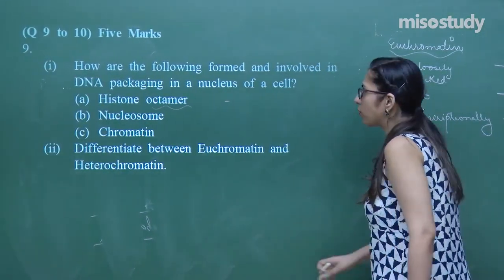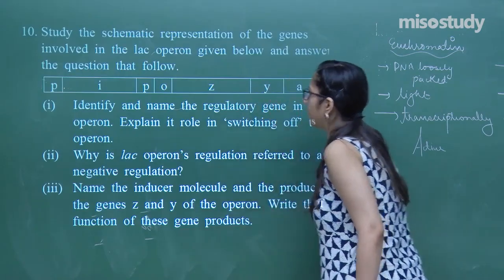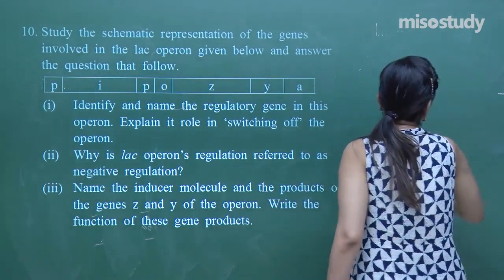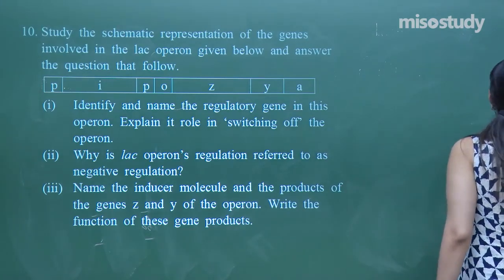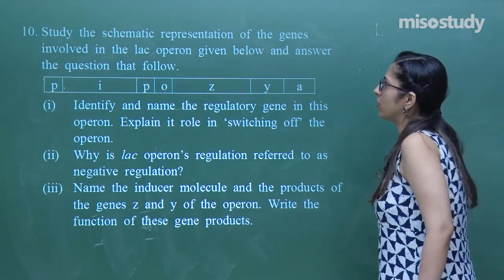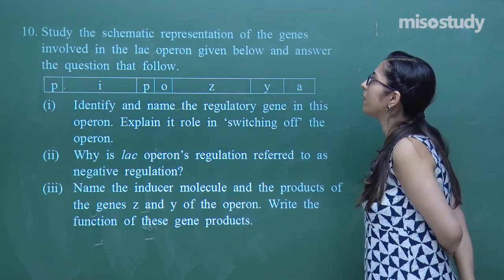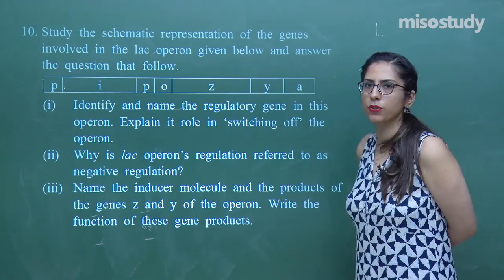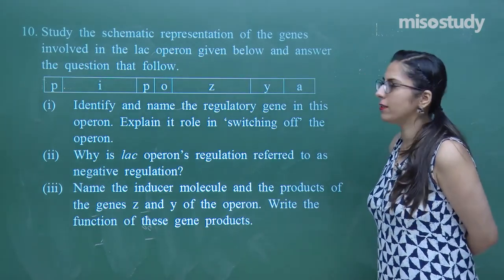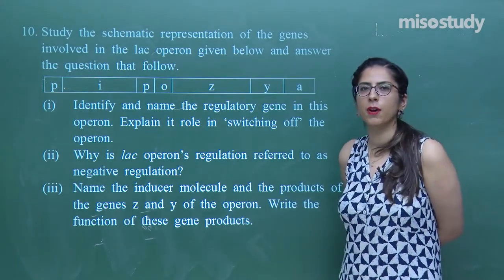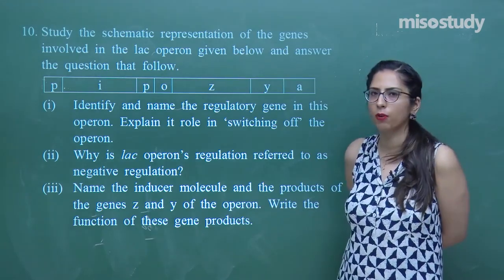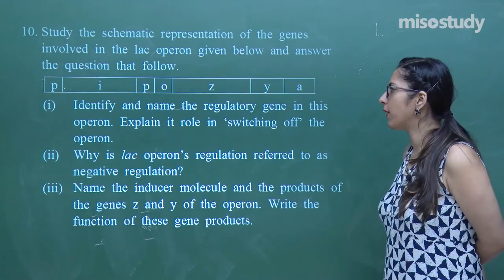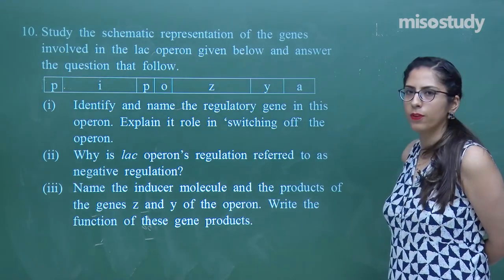Let's move to the next question, question number 10. This question is from gene regulation. Study the schematic representation of the genes involved in the operon given below and answer the following questions. I hope you remember this from when I was discussing the lac operon. This is a diagram of a lac operon. Identify the name of the regulatory gene in this operon and explain its role in the switching of an operon.